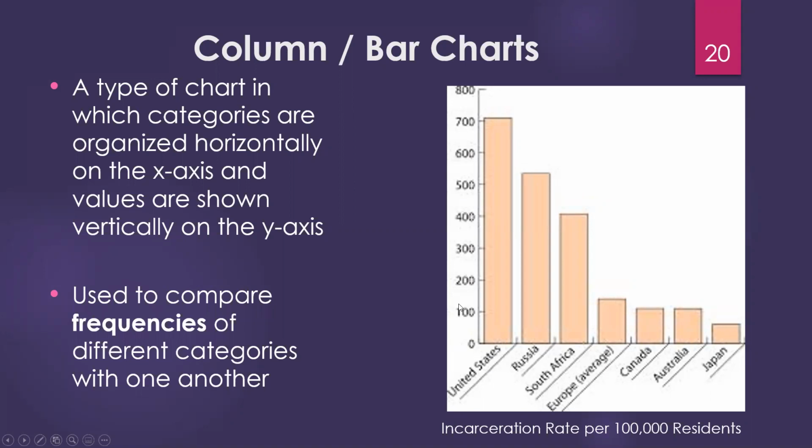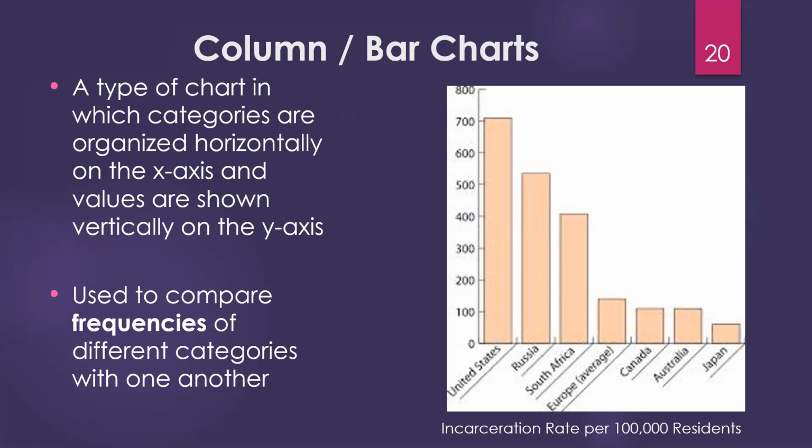So we can use them interchangeably. We'll see when we look in Excel that you can pick between column or bar chart, and all it does is flip the direction of the bars, right? Do the bars go this way for a column chart, or do they go up and down like this for a bar chart? But we know that it's appropriate to use a column or a bar chart if we want to compare the frequencies of different categories with one another.